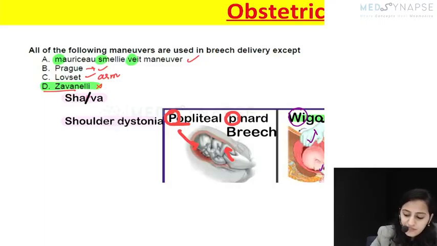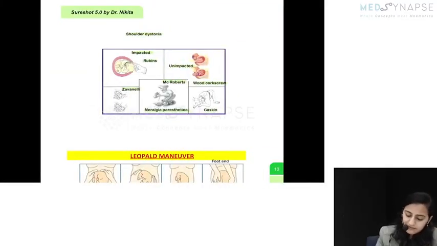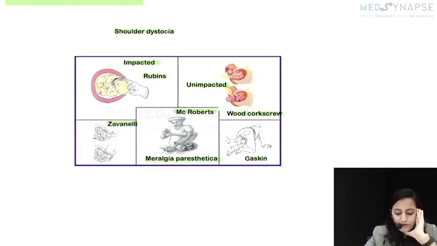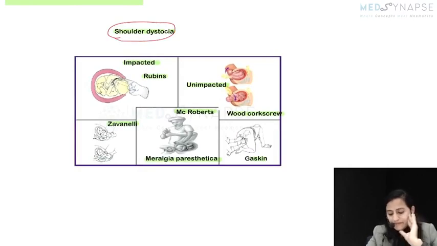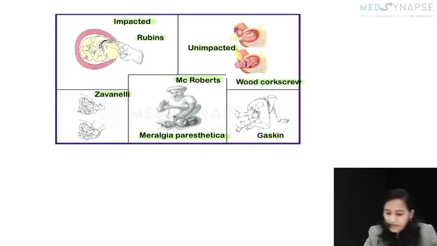So Zavanelli is used for shoulder dystocia. Zavanelli is Zava Zava, say Shava Shava. That is shoulder. Zavanelli is Shava Shava. So what do you have for shoulder dystocia? What are the maneuvers? Shoulder dystocia basically is your normal, the head coming first, but the shoulder is stuck. So you try to get the shoulder out.